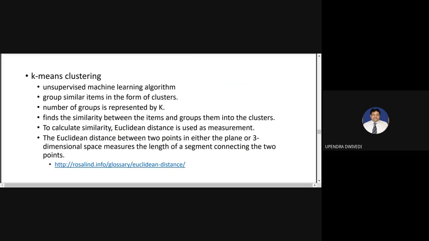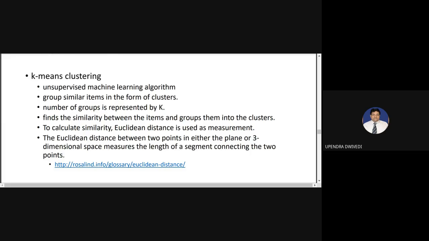Now, k-means clustering is an unsupervised machine learning algorithm. It means there should not be labeled data. So whatever data set is provided to us, we have to apply the unsupervised method. It will group the similar objects in the form of clusters. The number of groups is represented by K. So here K will represent the number of groups. Find the similarity between the items and group them into clusters. Basically, k-means can apply the Euclidean distance or another distance metric to find out the similarity between the groups of items.